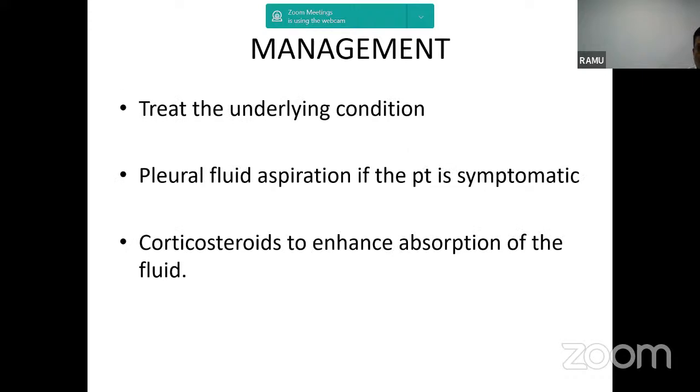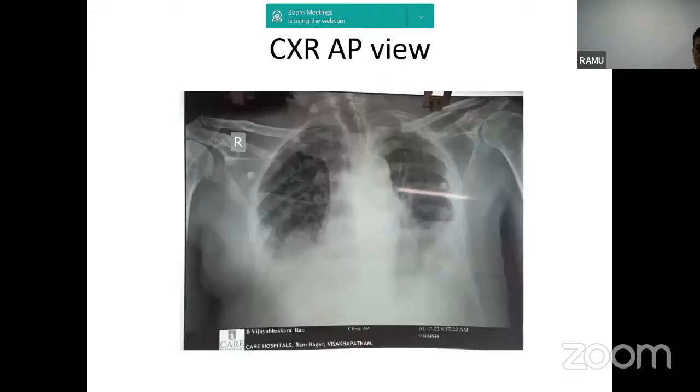Management: treat the underlying cause. Pleural fluid aspiration if the patient is symptomatic. If he is asymptomatic, never touch the patient. Steroids can be used to enhance the absorption of the pleural fluid.